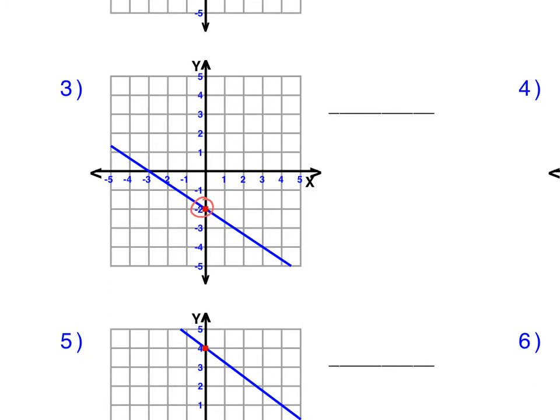Y-intercept. Okay, so what is that y-intercept? -2. So I have a y-intercept of (0, -2). I'll have something -2 at the end of my equation.